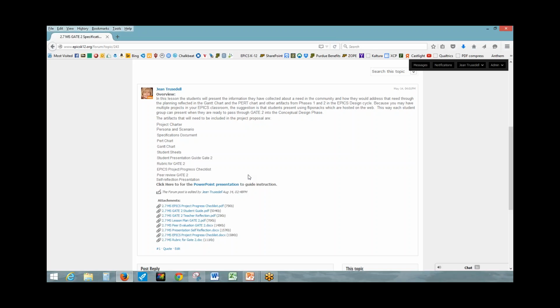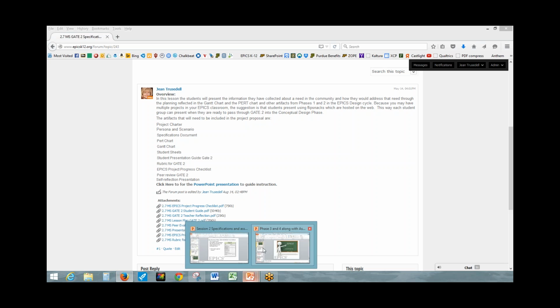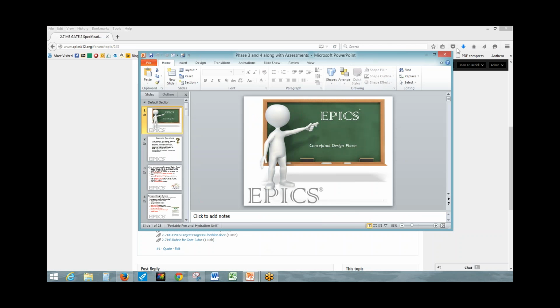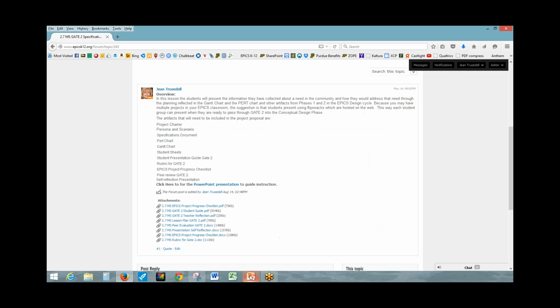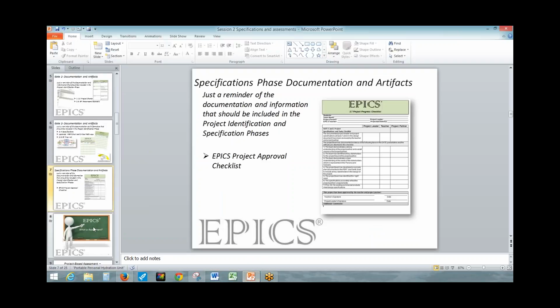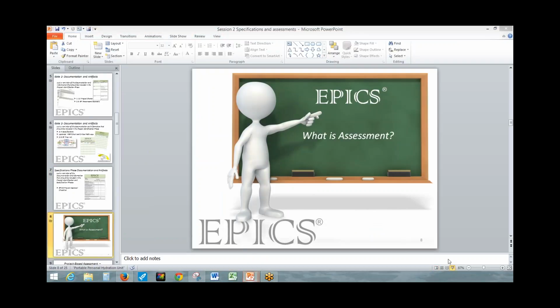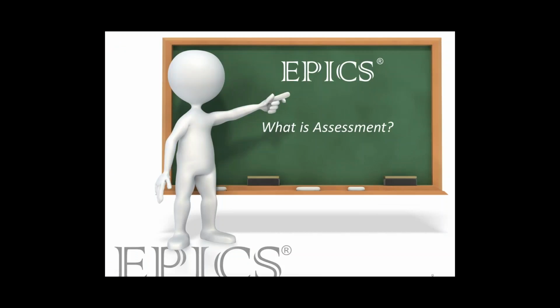A couple things about the gates. The gates are ways for you to do assessments also. So the assessments are built into this. They are formative. And let me, hang on, I got the wrong thing up here. So hopefully, I'm going to move my screen again. So hopefully you see where it says EPICS, what is assessment?